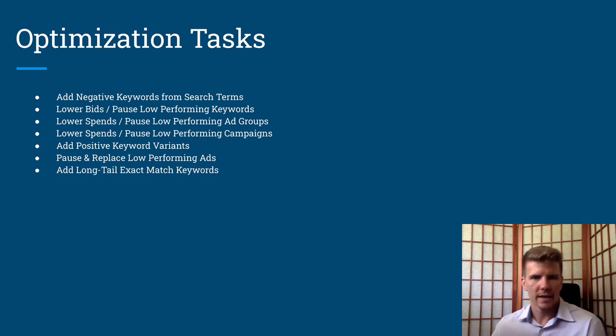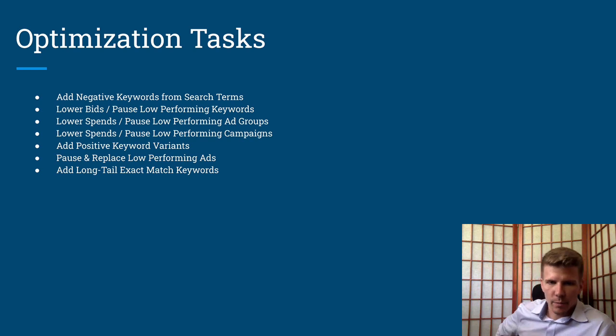Add long tail exact match keywords, as I mentioned before, looking through search terms reports, and then just adding in the long tail versions as exact matches will help you to get a bit more specific, might help with your quality score.